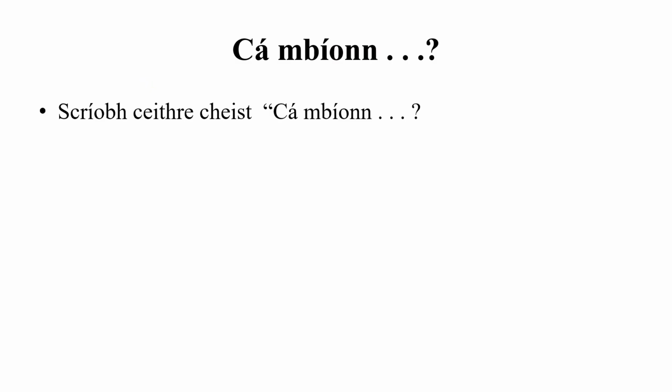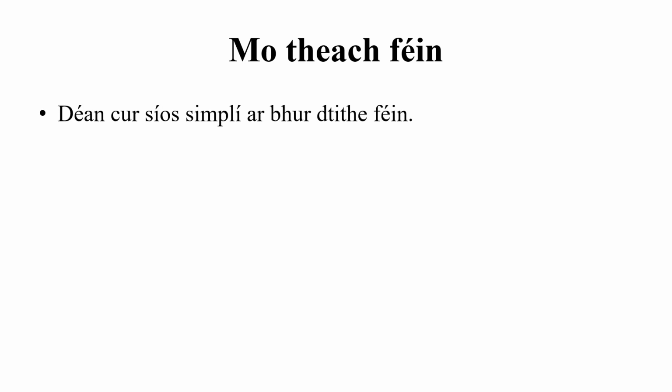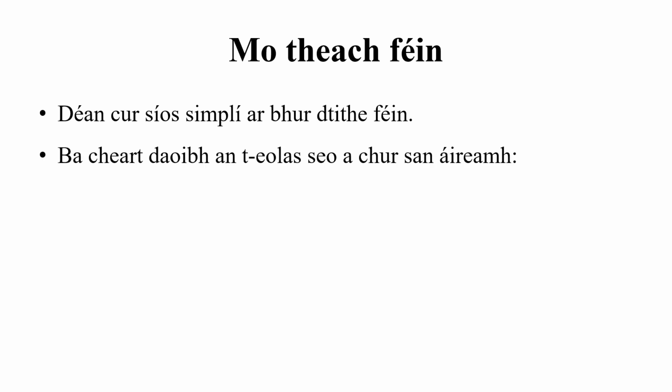Cá mbíonn? Scríobh ceithre cheist, cá mbíonn. Write 4 questions, cá mbíonn. Ansin freagair na ceisteanna tú féin. Then answer the questions yourself. Mo theach féin, my own house. Then scríobh cur síos gearr ar do theach féin. Write a short description of your own house.